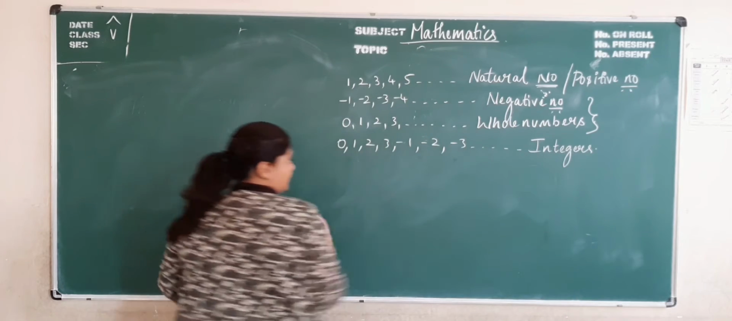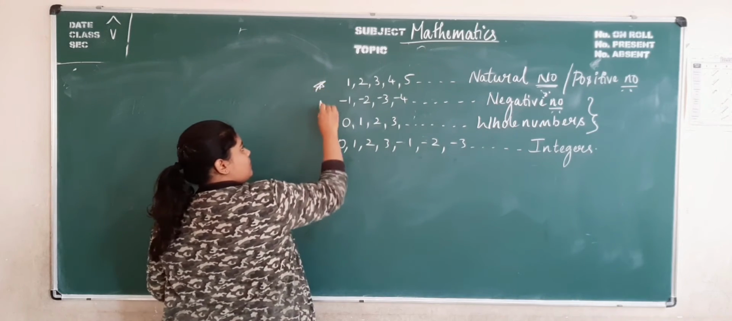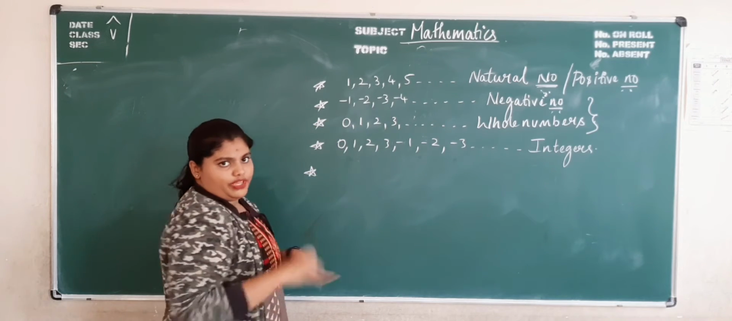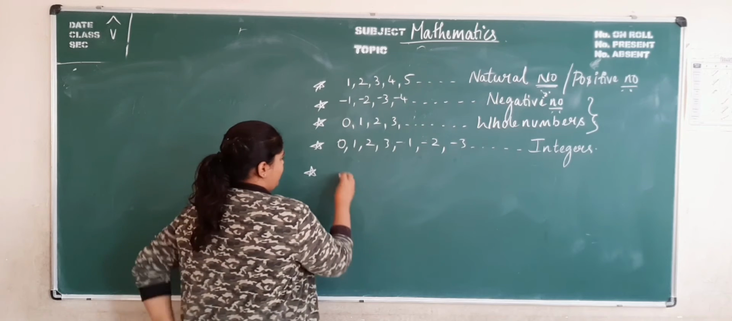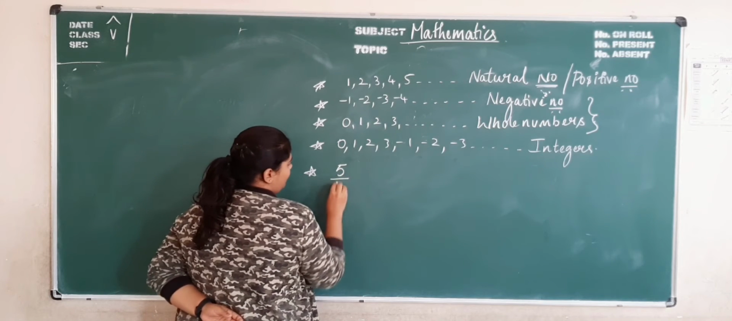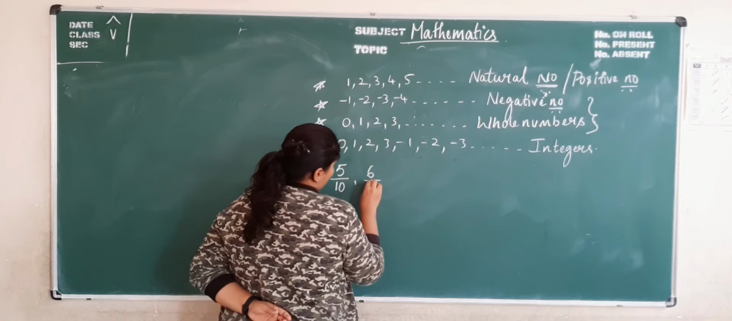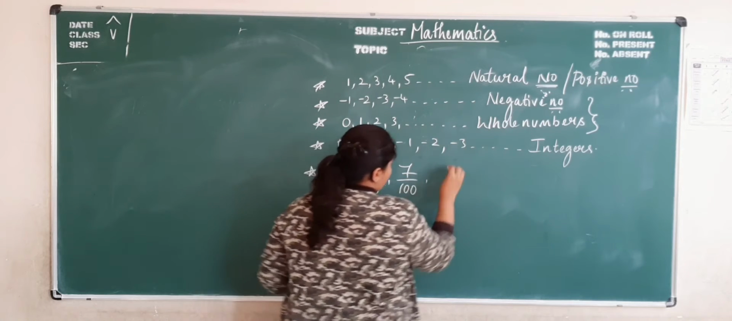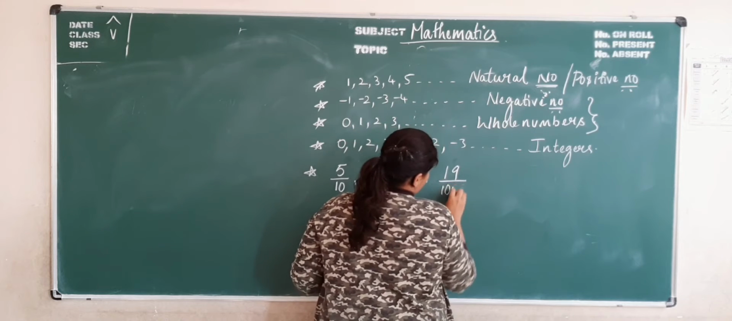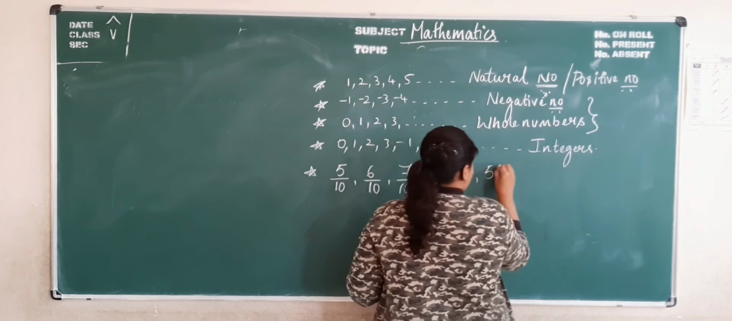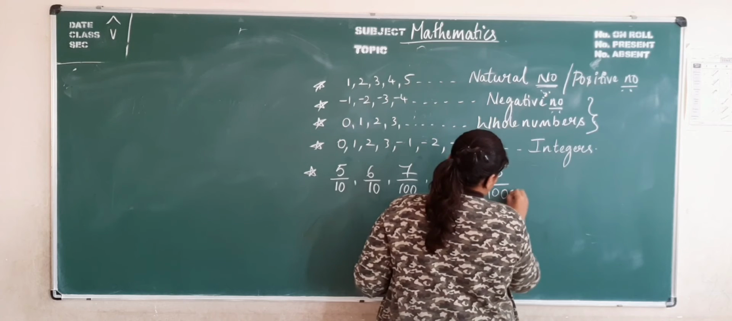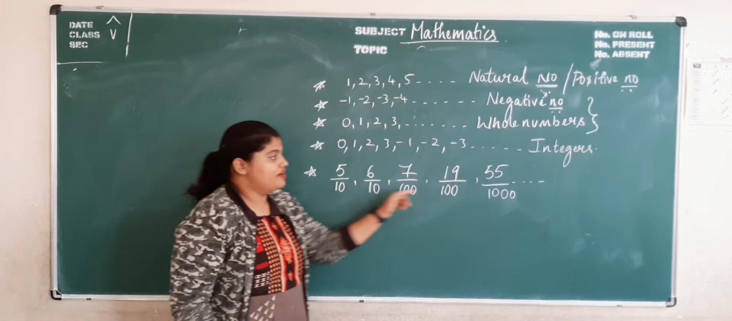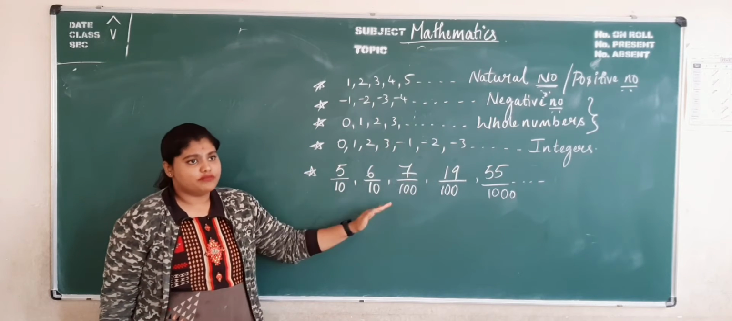Now, I'll give you one more example. No need of writing this, just listen. If you want, you can write in your rough note. 7 by 100, 19 by 100, 55 by 1000. So here I have written a few numbers. Now tell me what type of numbers are those?